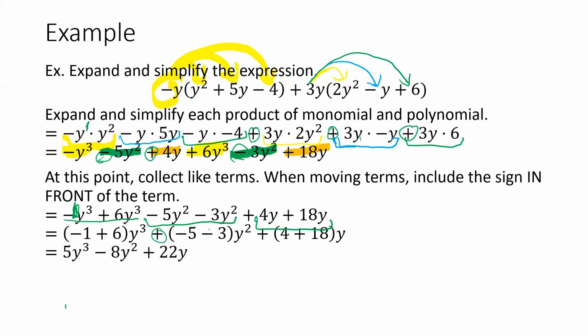So we can either think of it as adding the negative 8y squared, or as subtracting 8y squared. It gives us the exact same answer in the end, right? So this shouldn't hopefully throw you off too much. I'm just showing you how I am finding the coefficient when I add up the like terms there. And this is my final expression. I end up with 5y cubed minus 8y squared plus 22y. So all I had to do at the end there is just add up any like terms.